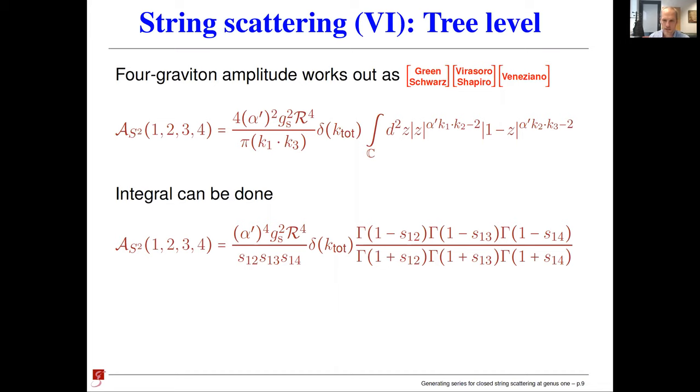Now, the string length sets the energy scale of the string, or the mass scale of the particles of the string theory. So you can do an expansion in alpha prime, or alternatively in powers of the Mandelstam variables.